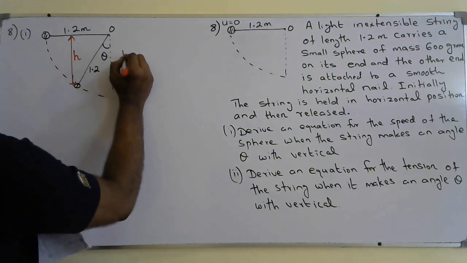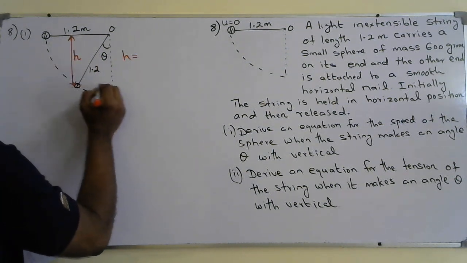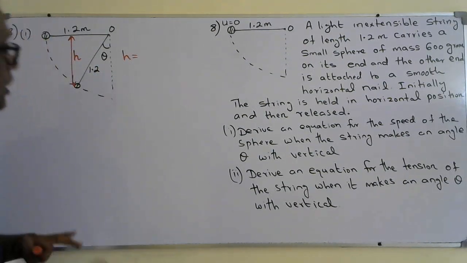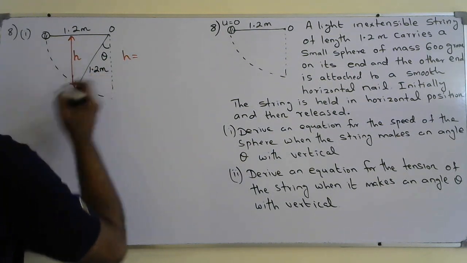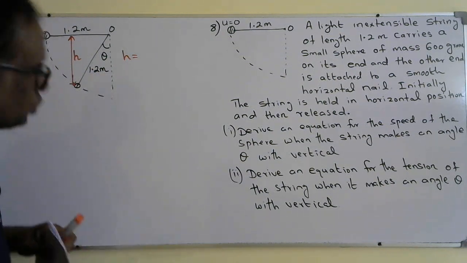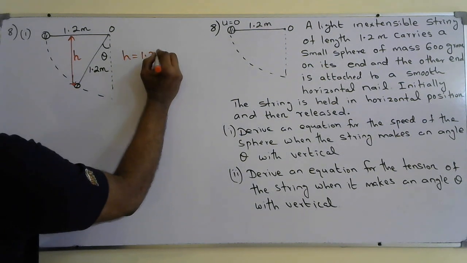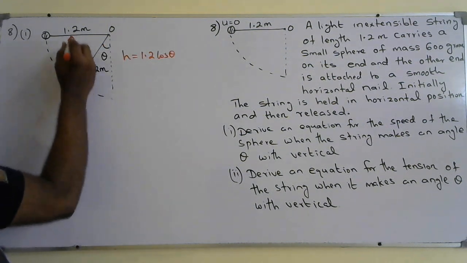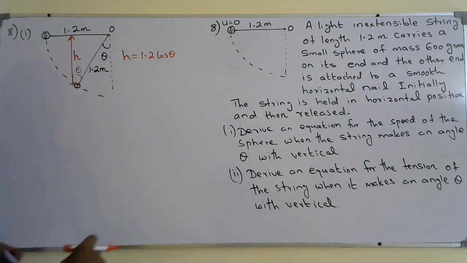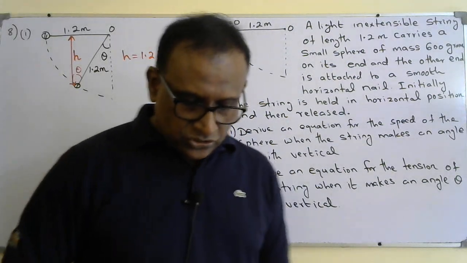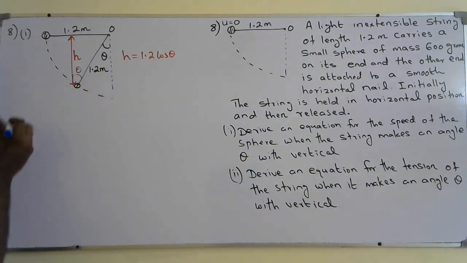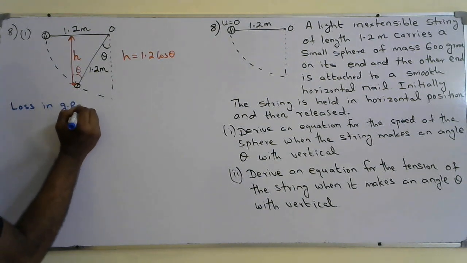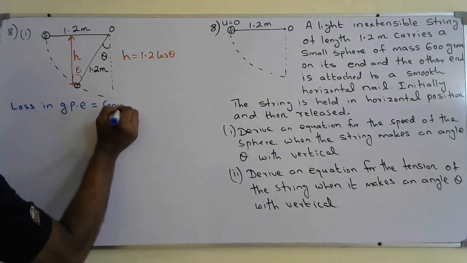In this right angle triangle, with the hypotenuse 1.2 meters, the vertical height h is equal to 1.2 cos theta when it makes an angle theta with vertical. So here I can write: loss in gravitational potential energy equals gain in kinetic energy.